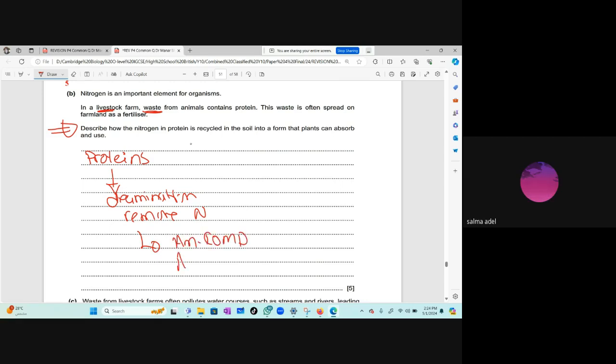And then it's going to be turned into nitrate ions in the process of nitrification, using nitrifying bacteria. Yes, nitrate ions. So exactly the same answer. And if you go and look at the mark scheme, you'll find the same answer.